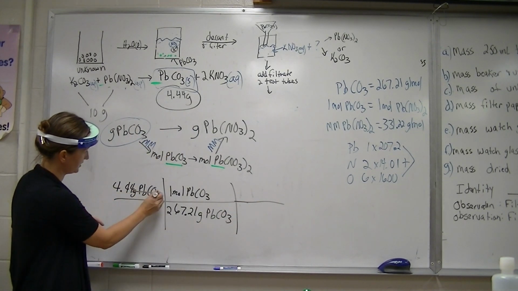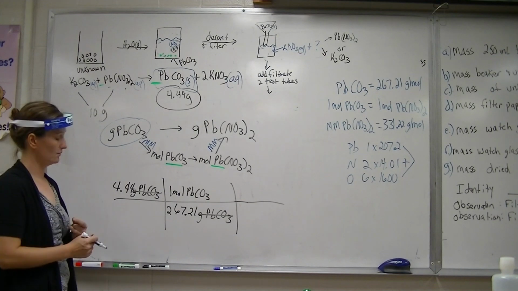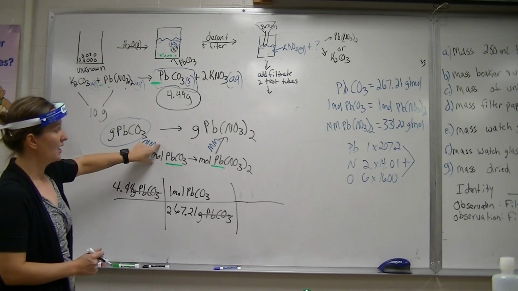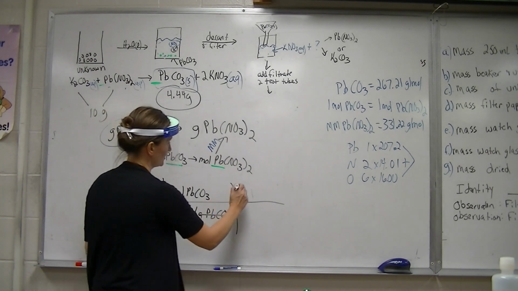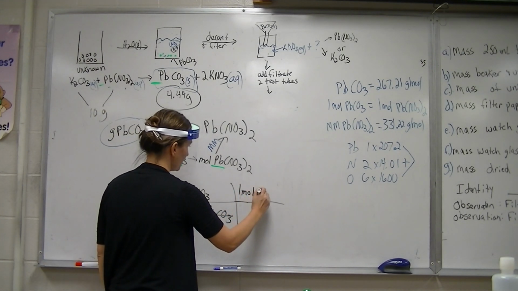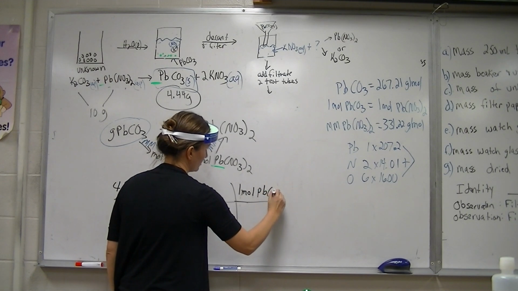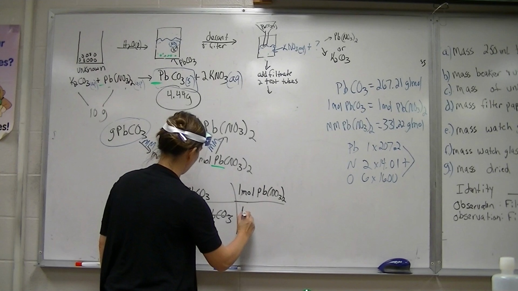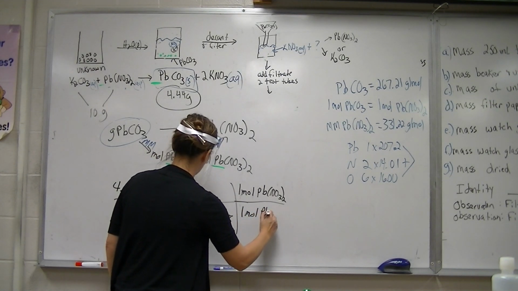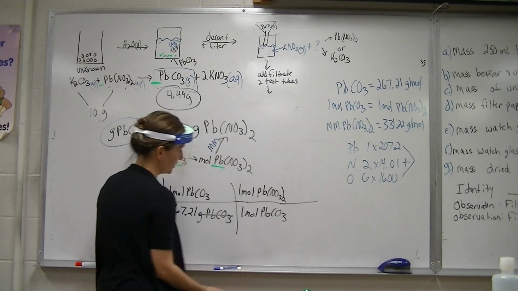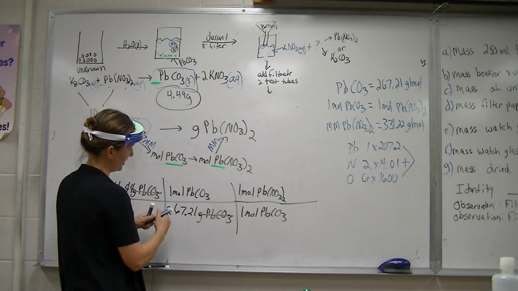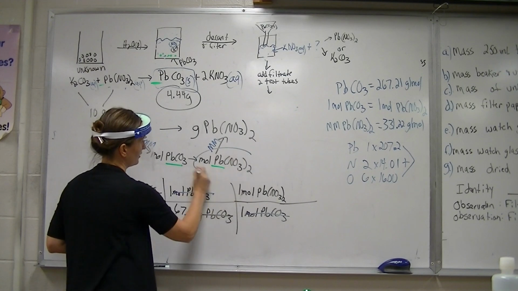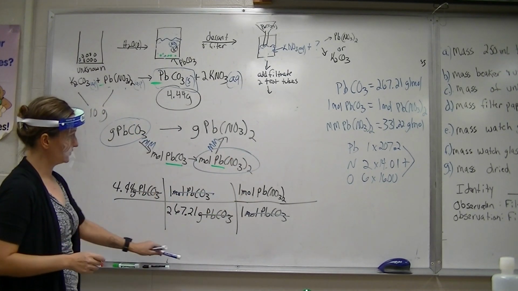So grams of lead carbonate, canceling. So now I'm at moles of lead carbonate. And we said it's a 1-to-1 ratio. So we're really not doing a calculation here, we're just canceling out one compound in place of another. So just in case you're wondering what it would look like, it looks like this, so that we can get rid of the moles of lead carbonate. Now we're here in moles of lead 2 nitrate.